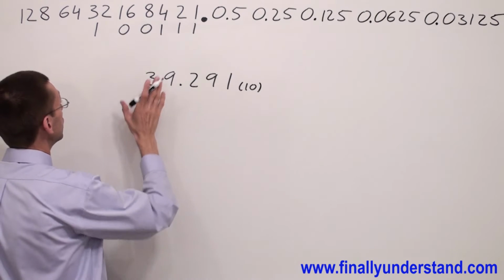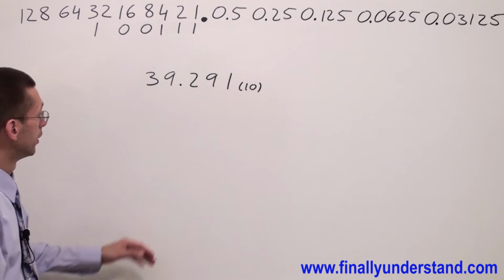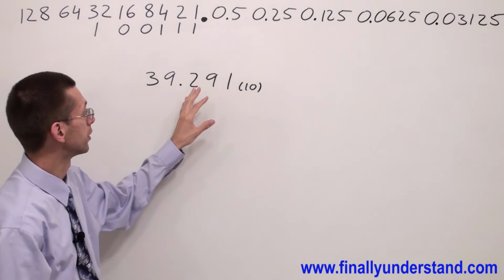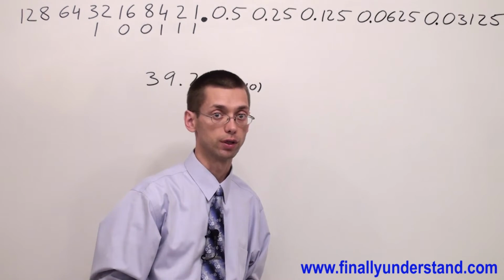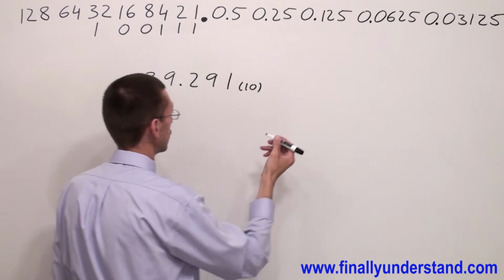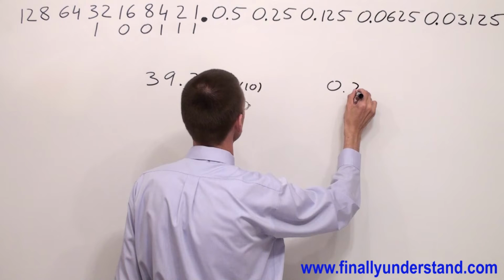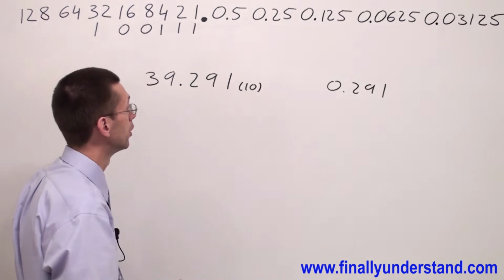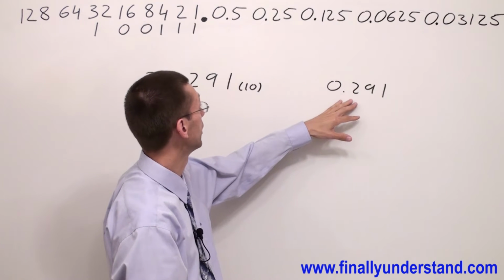So we've finished with the whole part. Fractional part. Now, it could be kind of difficult to guess what numbers we're supposed to add together. So what we're going to do, we have to perform the subtraction like we did before. Simply write 0.291 and ask yourself the question, what is the highest weight which I can subtract from this number?